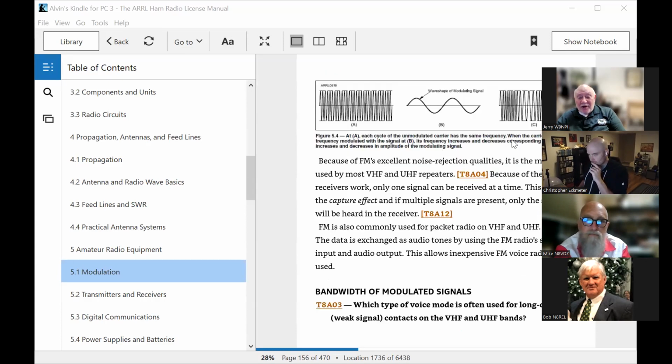Now there are other signals like packet radio, which I would think is almost on its way out. It's a very ancient type of digital modulation. I guess there's still a packet network going around the area, but I don't know of very many people who use it. All right, bandwidth.